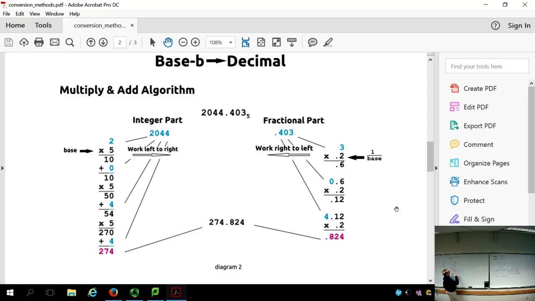Here, the trick is to go in reverse, and you'll note that we're multiplying by what? By this 1 over 5 again. So we're taking 1 over the base is what we're multiplying in for the fractional parts. So we're multiplying in 0.2 in this case. So we take 3 times 0.2, which is 0.6. Then I take down the 6 down here, and I multiply that by 0.2. And that gives me, of course, 0.12.